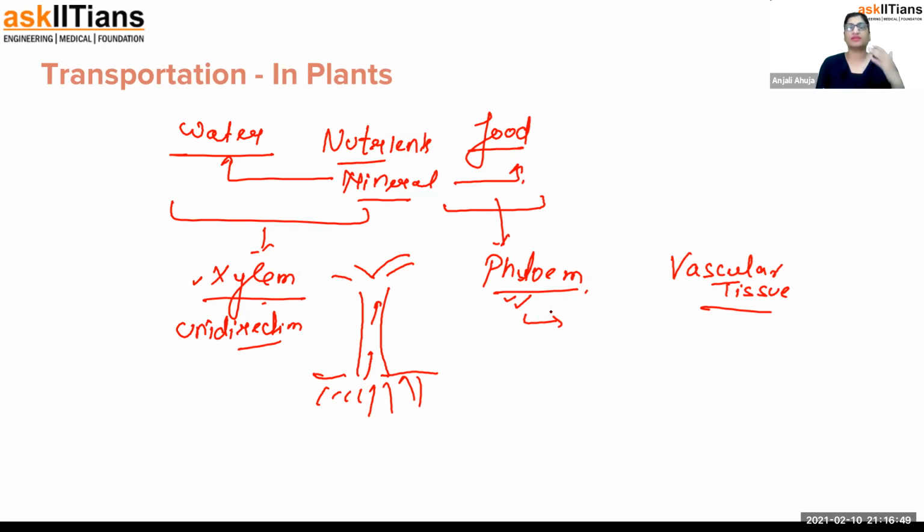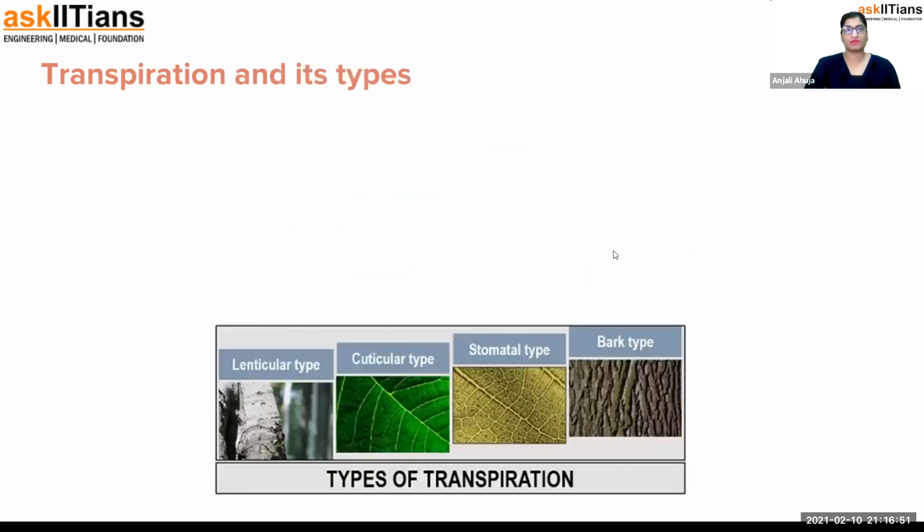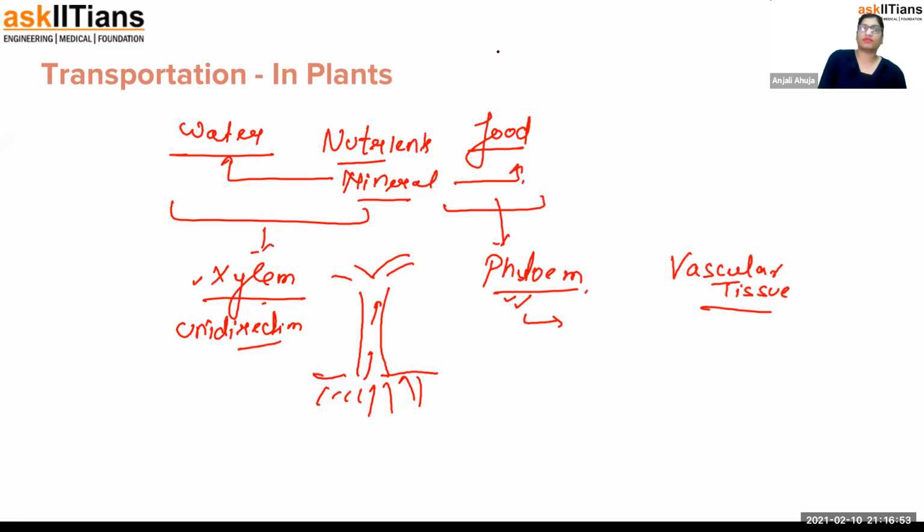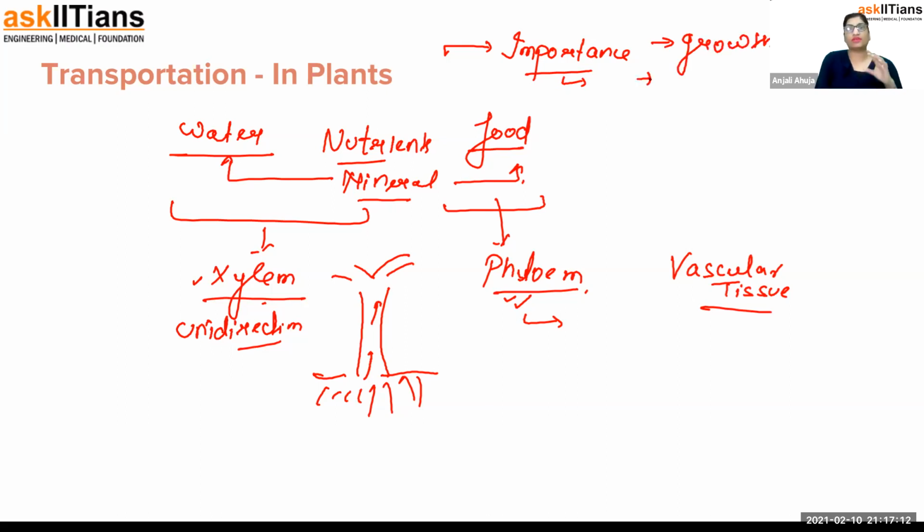Now, if a question comes in your paper, guys, what is the importance of transportation? You can clearly write this. It helps in water movement, it helps in mineral movement with the water, it helps in food movement wherever it is necessary. Other than that, it helps in growth of the plant, and water and these minerals also help in synthesis of biomolecules. So it helps in the synthesis process.